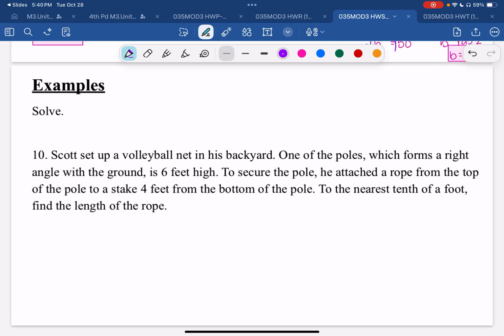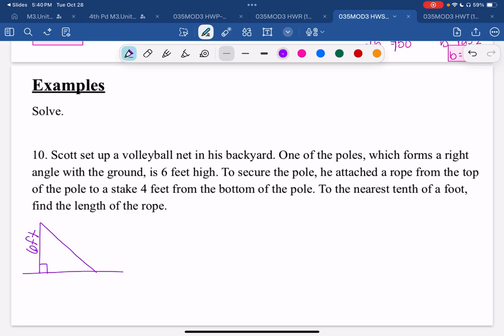So it says, Scott set up a volleyball net in his backyard. One of the poles, which forms a right angle with the ground, is 6 feet high. So I'm going to draw the pole. I'm going to draw the ground. And it says it forms a right angle. So I'm going to draw that in. And it says that pole is 6 feet high. To secure the pole, he attached a rope from the top of the pole to a stake 4 feet from the bottom of the pole. So here's the top. This is the rope.